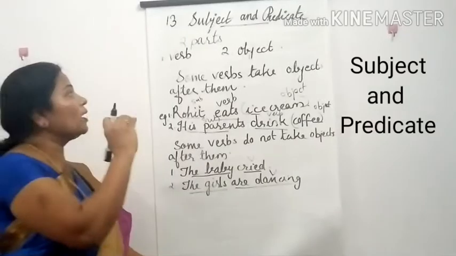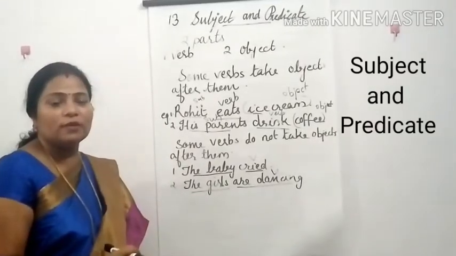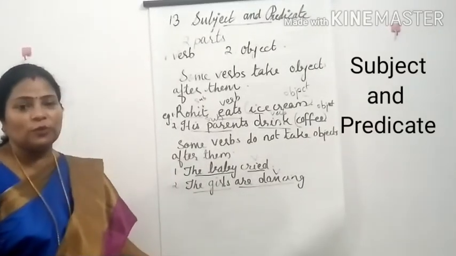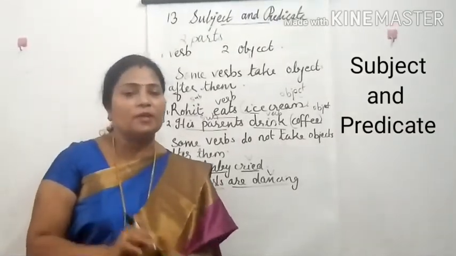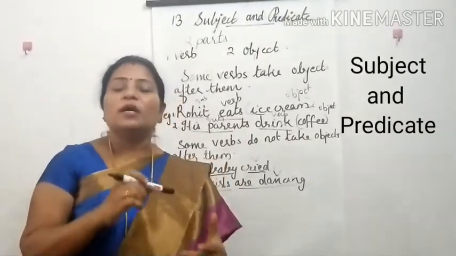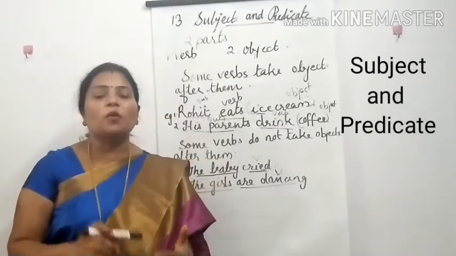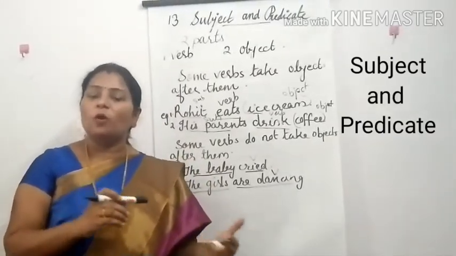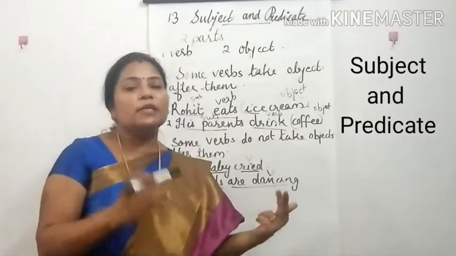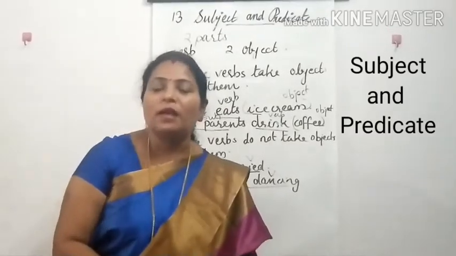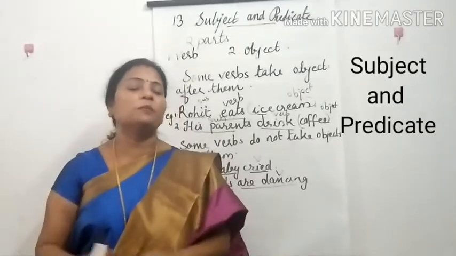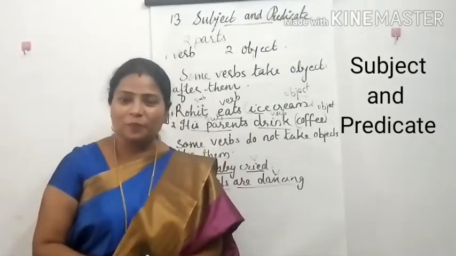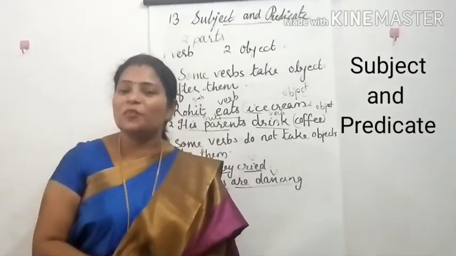So that's regarding the verb and object. Hope this part is very clear to you. With this we have completed our lesson, subject and predicate. The subject means the person or place or thing about whom we are talking in the sentence, and what we say about this subject becomes the predicate in the sentence. Hope this lesson is very clear to you.